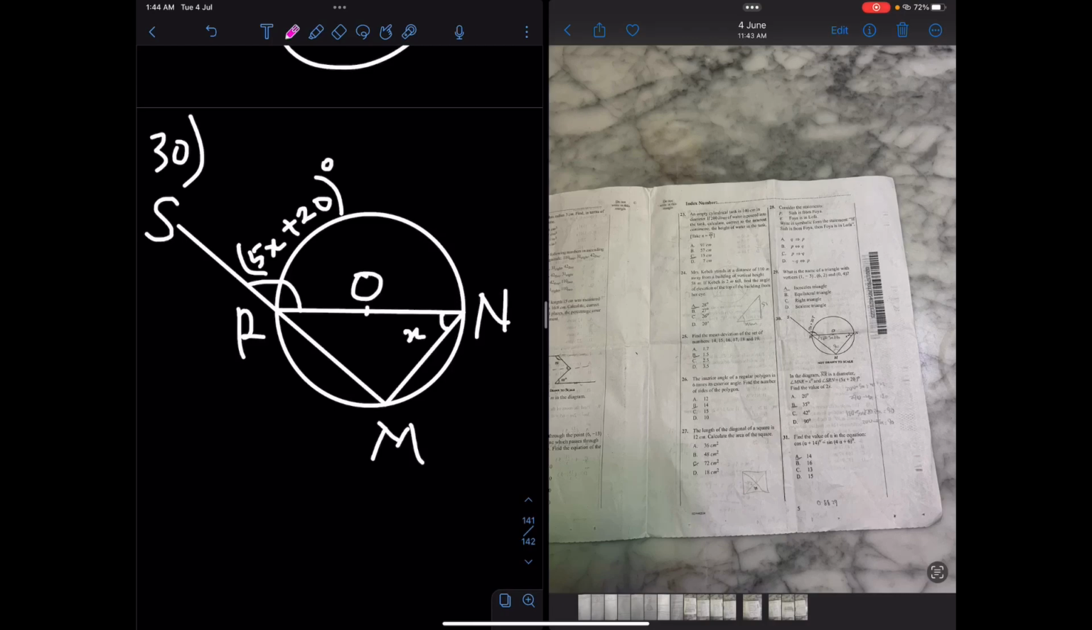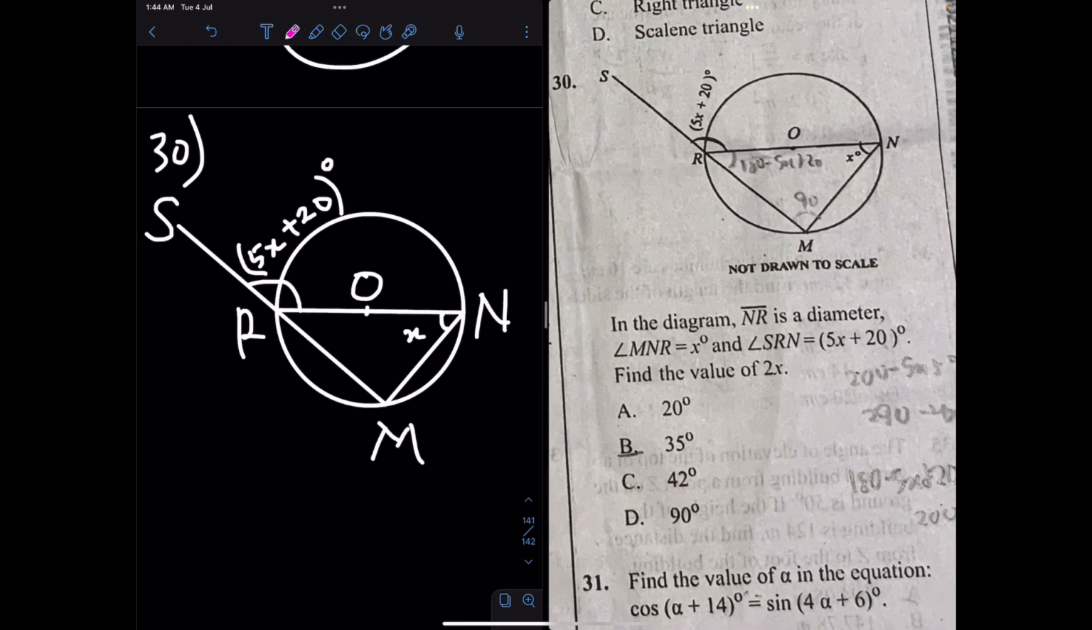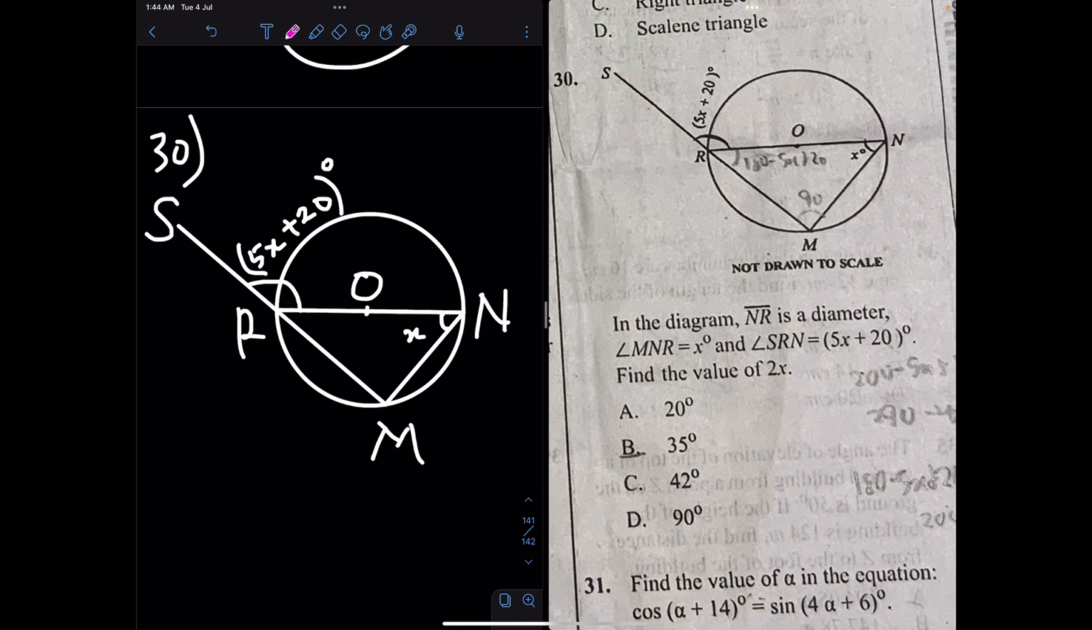Now we go straight to the next, and that's number 30. In the diagram, NR is the diameter, angle MNR is equal to x, and angle SRN is equal to 5x plus 20 degrees. Find the value of 2x. Let's find x first.